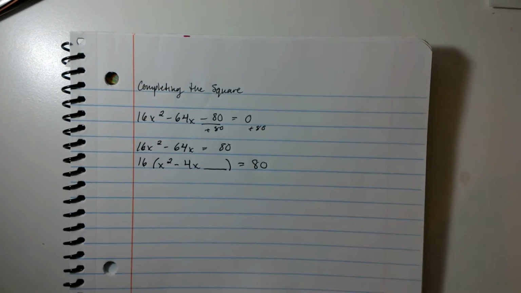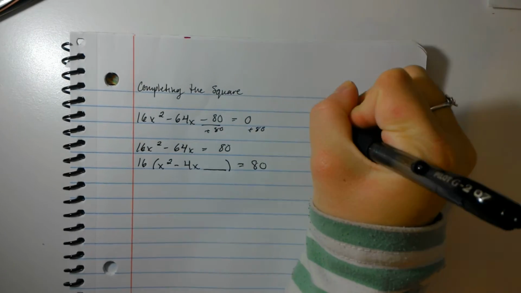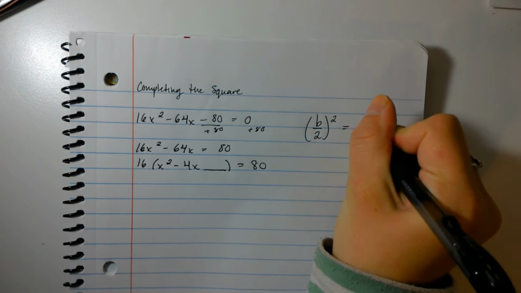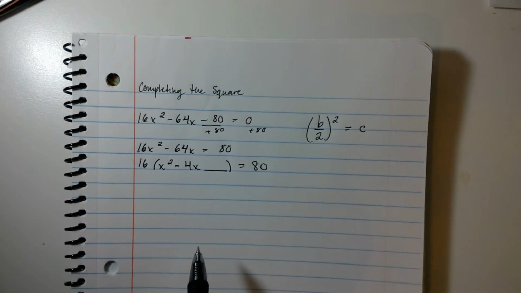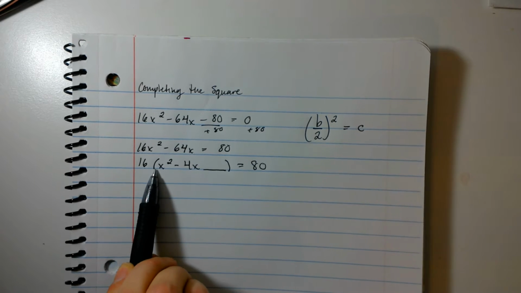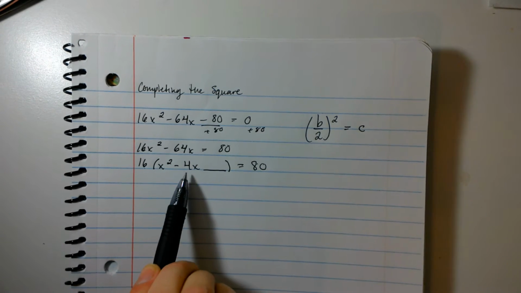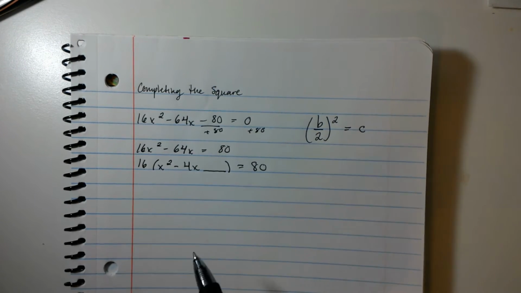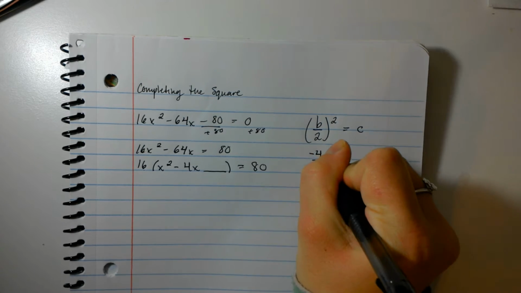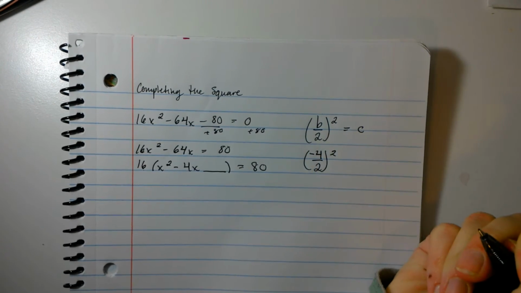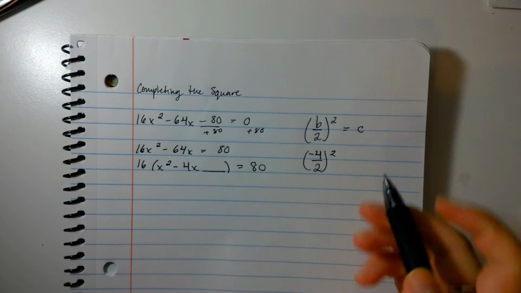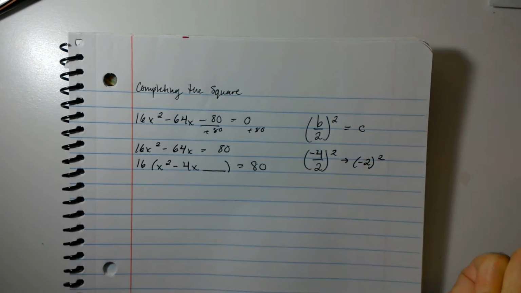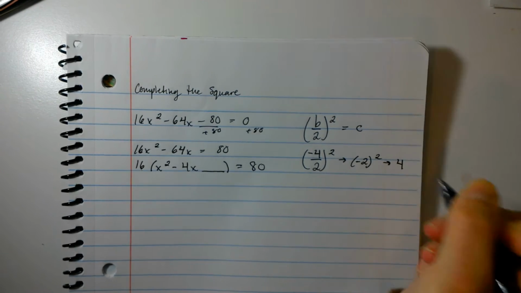This is where your formula for completing the square comes in, which is b over 2 all squared, which is equal to c. And that's the value you're trying to find here, because this is our standard form of ax squared plus bx plus c. So here your b in this case is negative 4. So you're going to have negative 4 over 2 all squared. So in this case it gives you a negative 2 all squared, gives you a positive 4.